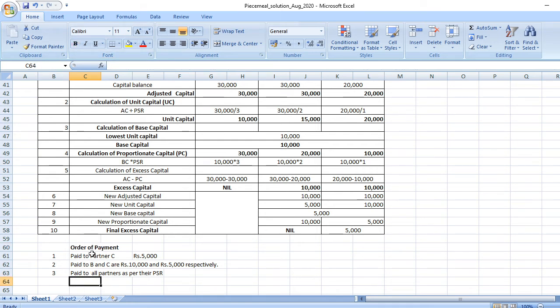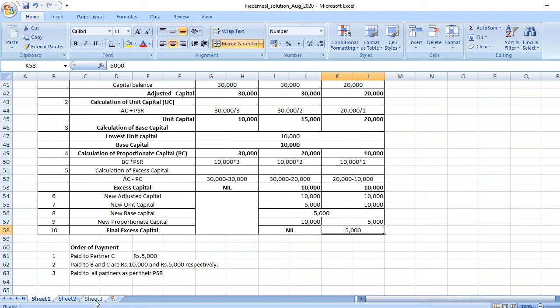Here, first of all, the final excess capital is paid first. Then for the person who held the excess capital before that, whatever excess capital was there, that amount we have to pay. The 10,000 amount was there. B's and C's amount was already 10,000, but we have already paid the 5,000. The rest of the value, 5,000, we have to pay. Then any amount of money that remains will be paid to all partners as per their profit sharing ratio. Okay, I hope you understood this order of the payment.